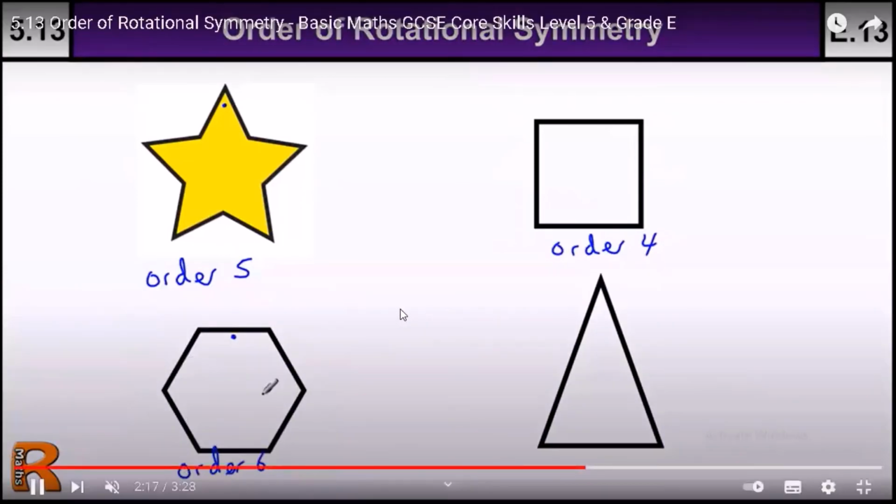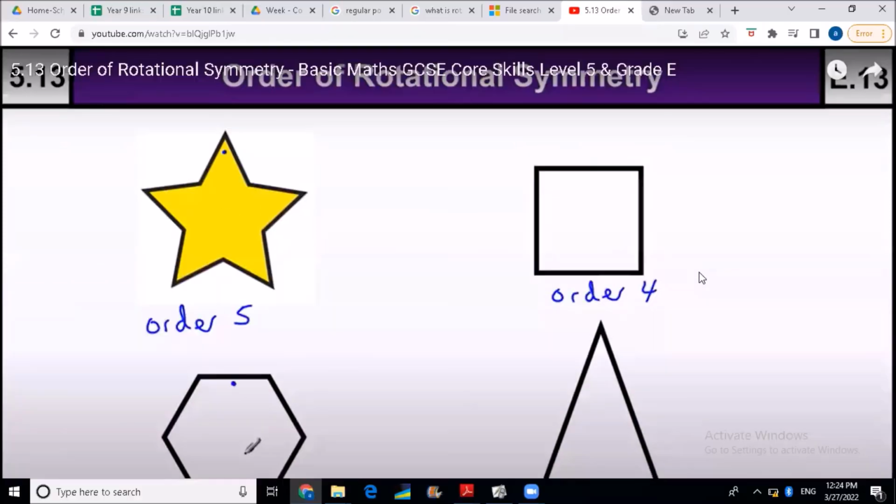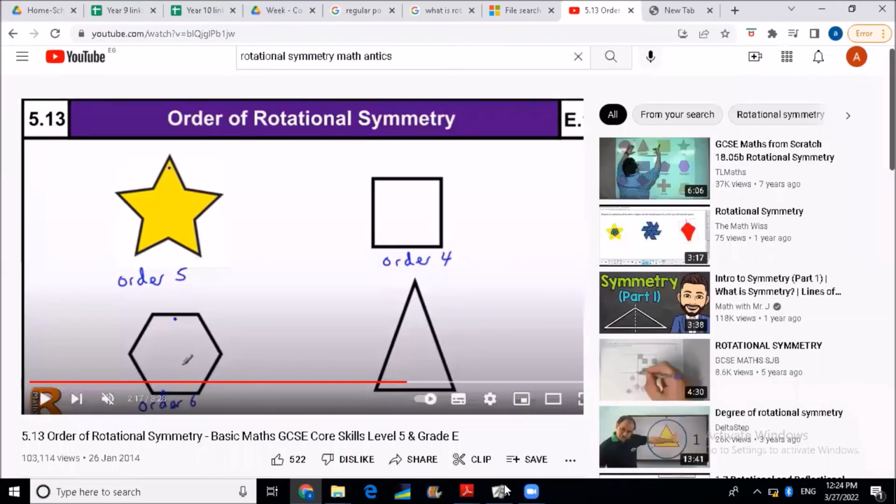All right, guys, this is what it means. If a shape has rotational symmetry, it means that when you rotate it, it looks exactly the same. And the order means how many times this shape will fit into itself when you rotate it until it goes back to the original point. Okay, so let's get back right now to our file.